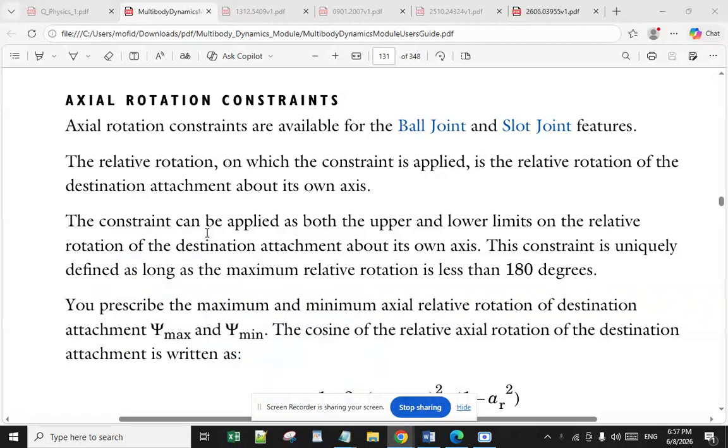In the name of Almighty God, I'm Master Sankosha, and today I want to talk about multibody dynamics in quantum multiphysics simulation software. Now I want to go through the axial rotation constraints.